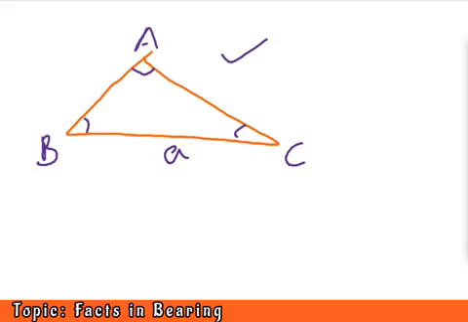Now another condition for which you should use the sine rule is when you are given two sides and just one angle which is opposite to one of the given sides.